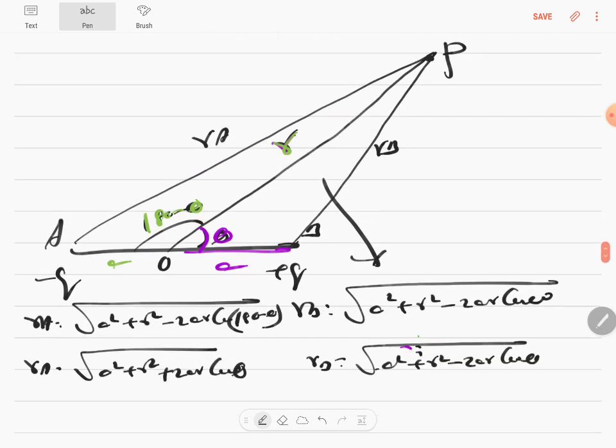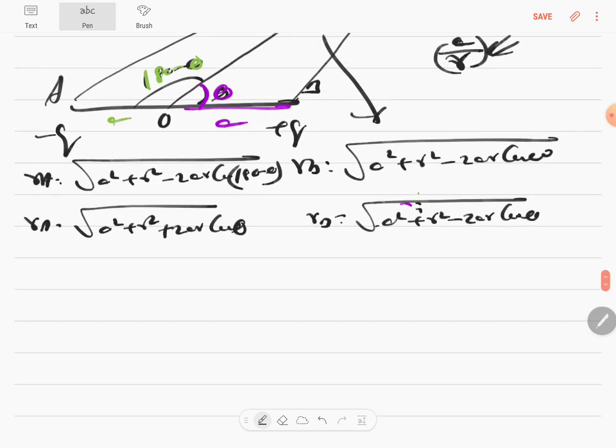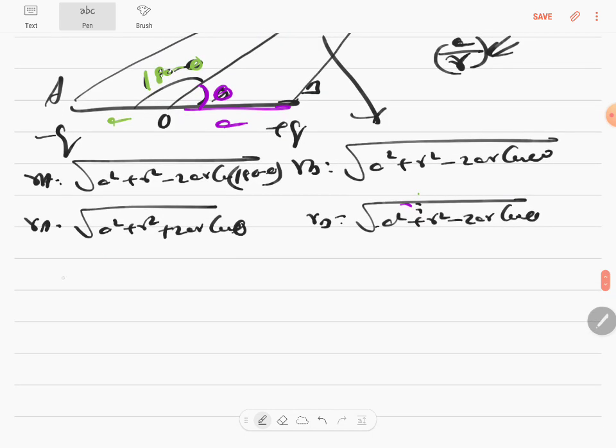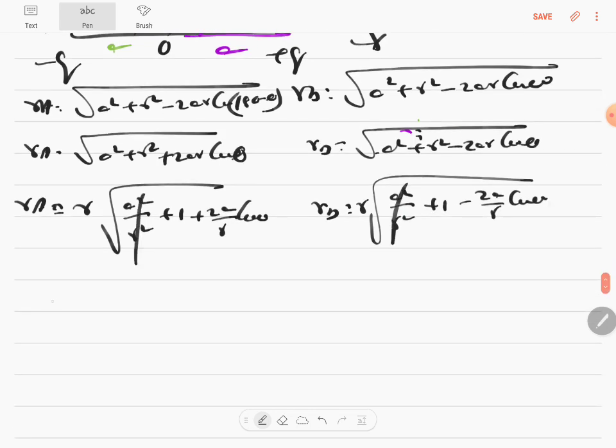Now you know that R is much larger than A, and A by R will become a fraction which will be negligible, because A is smaller, R is larger. A square by R square will be even more negligible. Let's get an A square by R square, for which take the R square out. It will become R square into A square by R square plus 1 plus 2A by R cos theta. And RB itself is root of, if you take an R out, A square by R square plus 1 minus 2A by R cos theta. A square by R square is negligible, so cancel it. So RA is equal to R into, the root can be written as whole to the power 1 by 2.